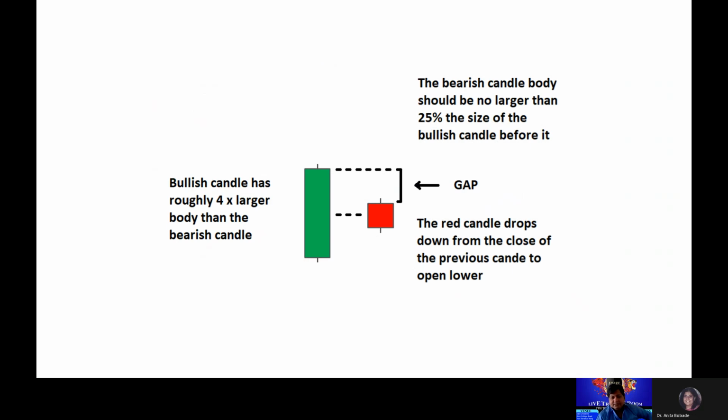Again, this one is a bearish one. The bearish body should be no longer than 25% of the size of the entire bullish candle. So this red candle that you see here is something that is formed and it is going to engulf the green candle. That's what it means. The red candle drops down from the close of the previous candle to open lower. So this is called the bearish candle, and this candle is going to go down from here. The next trade will be going down. It has engulfed the green candle.